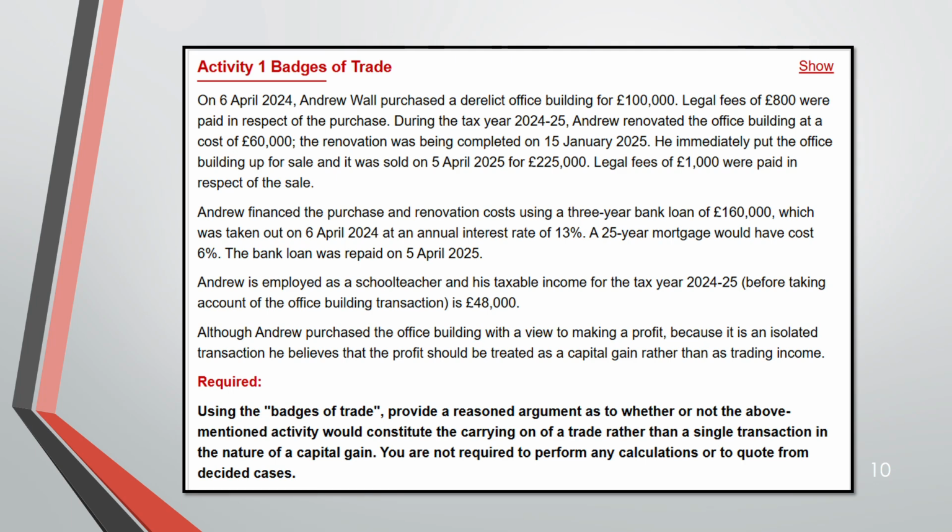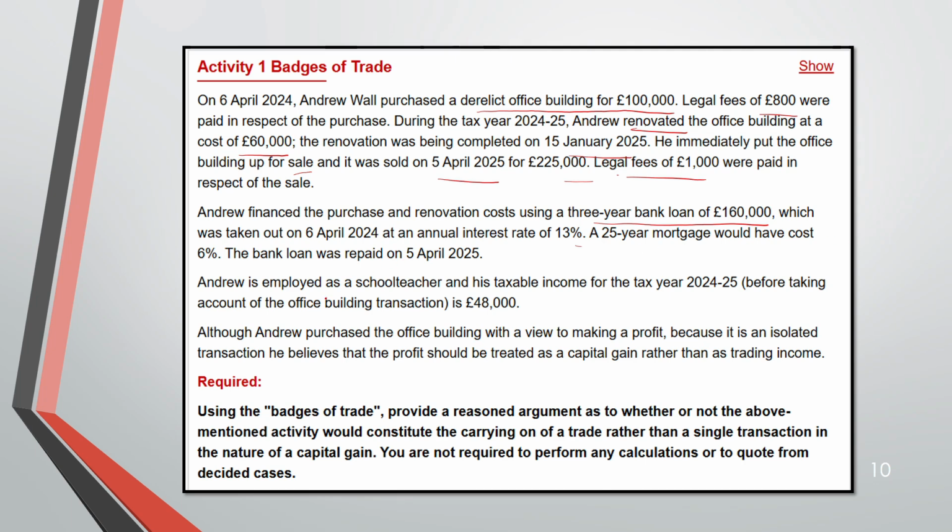Now, on 6th April 2024, Andrew Wall purchased a derelict office building for 100,000. Legal fees was 800. During the tax year, he renovated the office building for a cost of 60,000. The renovation was completed on 15 January 2025. He immediately put the office building up for sale and it was sold on this date for 2225 and legal fees was 1,000. Andrew financed the purchase and renovation cost using a 3-year bank loan of 160, annual rate 13.